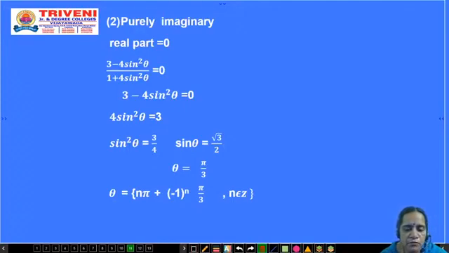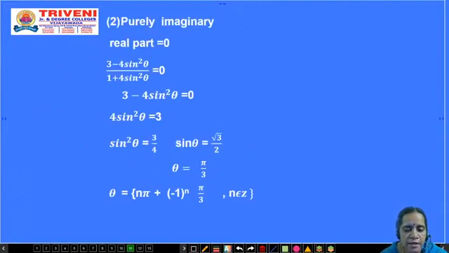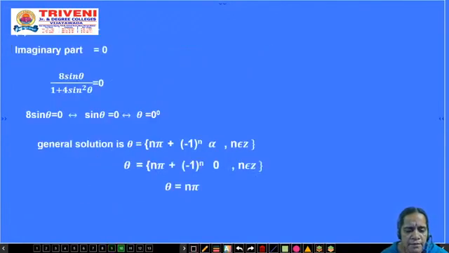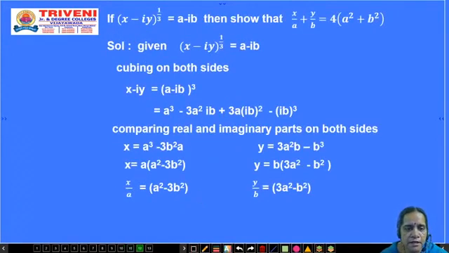What is the angle for root 3 by 2 here? Theta is equal to pi by 3. Then the general solution of sin theta is equal to sin alpha is theta is equal to n pi plus minus 1 whole power n into alpha, n belongs to z. That's why we write here alpha is equal to pi by 3. Okay, and then we can get the real number case as theta is equal to n pi, and the purely imaginary case as theta is equal to n pi plus minus 1 whole power n into pi by 3, where n belongs to z. And then we go to the next problem.